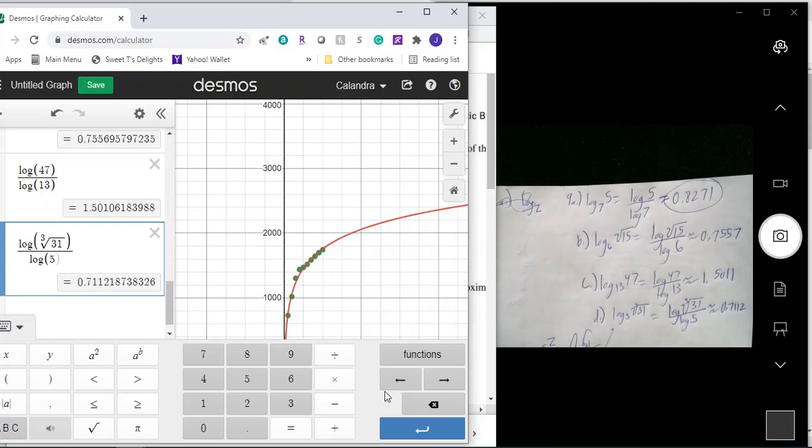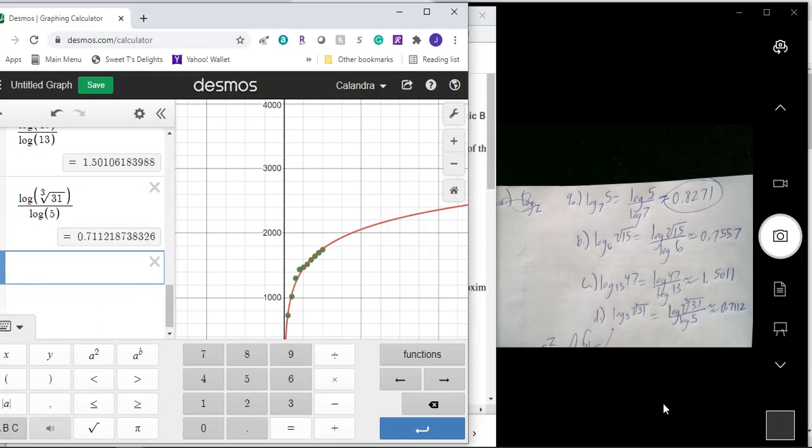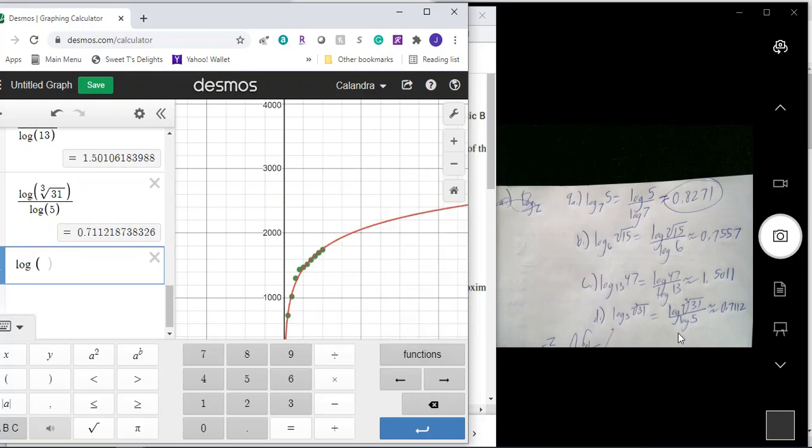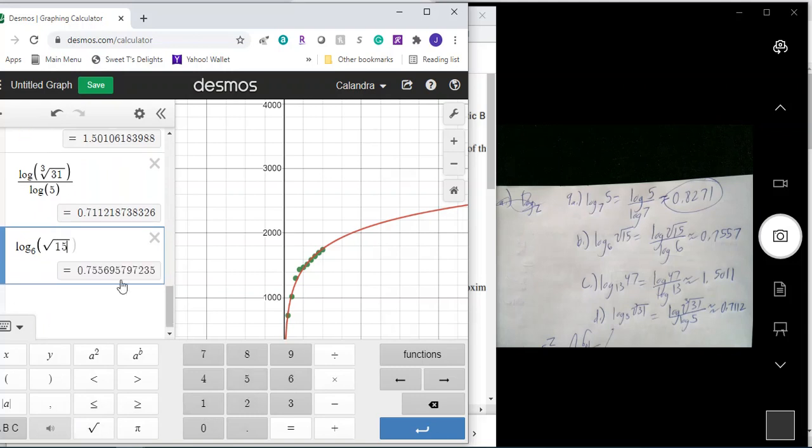All right, so now we have all 4 answers. So let's check them with the original problems. So we already checked 9a. So let's go to 9b. Go to our function here. We will go log. We will type in the base. The base is 6. The number here we had was 47. No, it was square root 15. So we would need a square root and 15. And it gives us the exact same answer when we round to 4 decimal places.